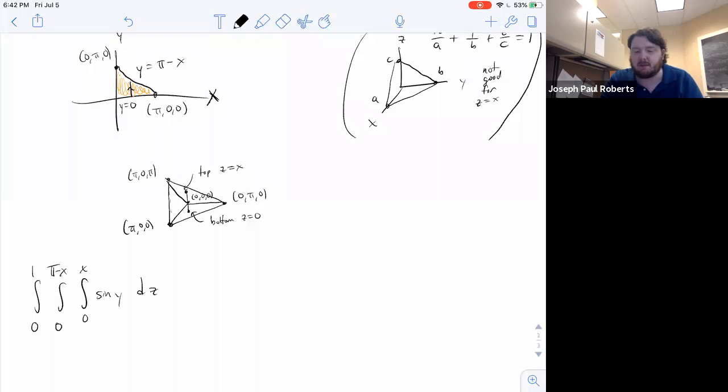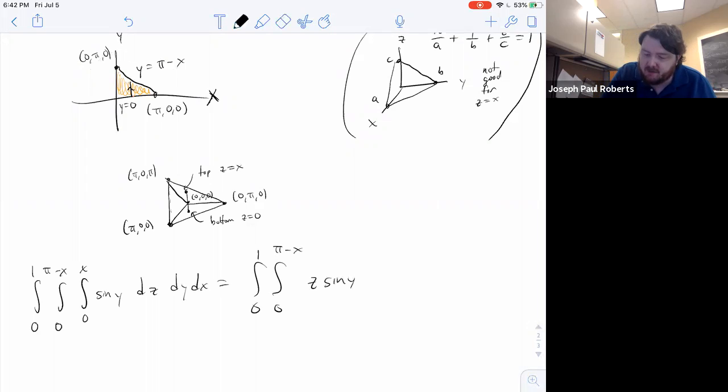So again, this xy shadow that we drew is not a rectangle, so we have to have variables somewhere, and we have the top curve y is pi minus x. And so that's dz dy dx. We can go ahead and get started. The z antiderivative is, of course, z sine y between 0 and x, dy dx. I should remind us that these are values for z equals 0 to z equals x.